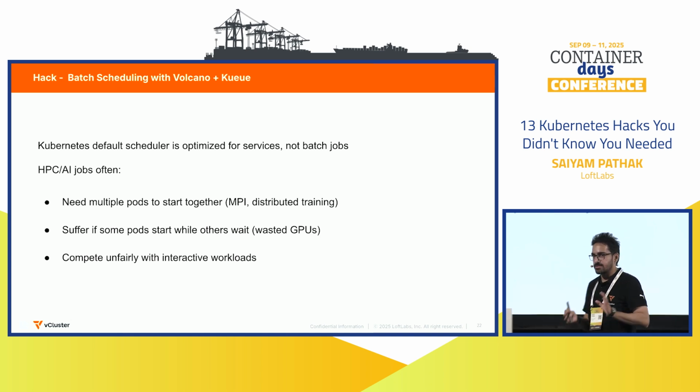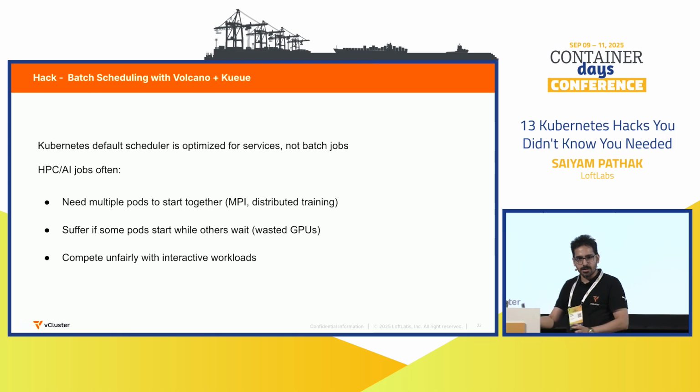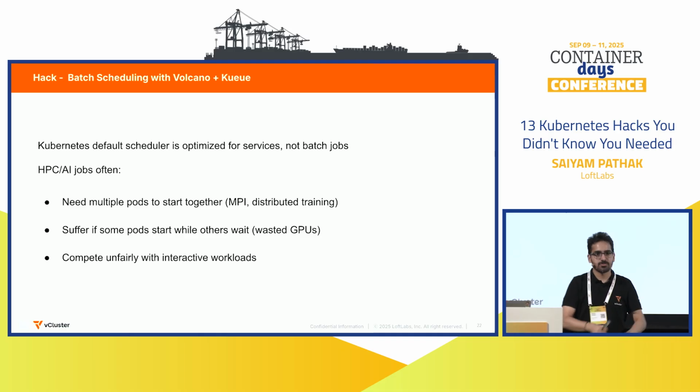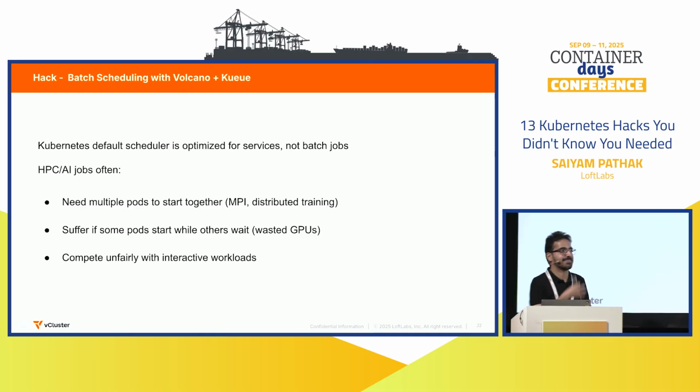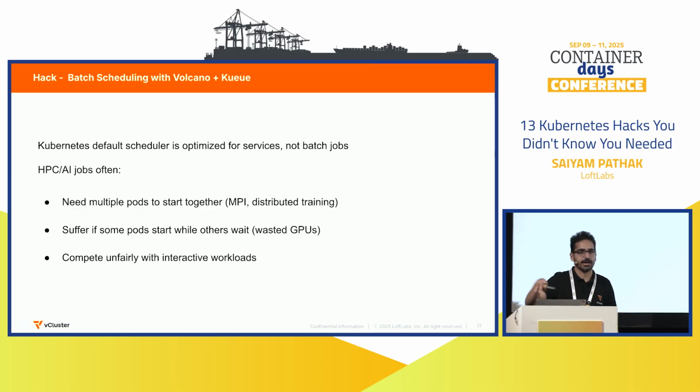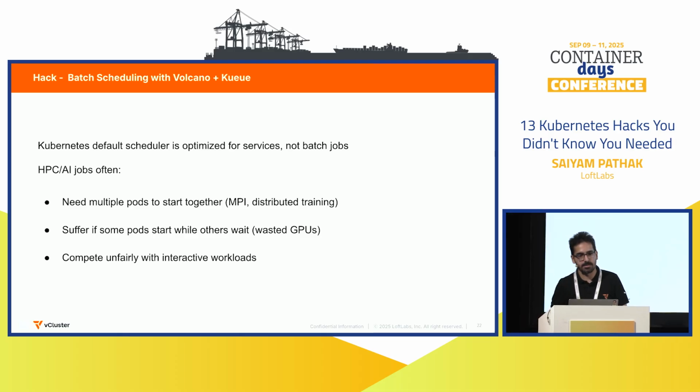So the Kubernetes scheduler will schedule pods one by one, and it will leave the rest of them. So your 4 GPUs are held up, but it's not even helping in training. This concept is called gang scheduling. You need gang scheduling, which is natively not supported by the regular Kubernetes scheduler.